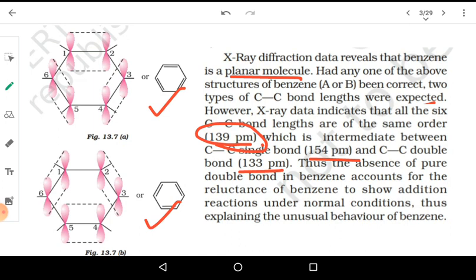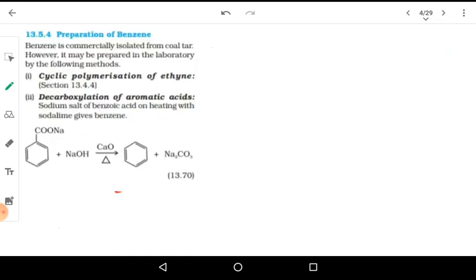Now, the absence of a pure double bond also has another impact: benzene shows a slight reluctance to undergo addition reactions under normal conditions, because it has somewhat of a single bond character and also somewhat of a double bond character, right? Due to this, it shows a slight reluctance towards addition reactions.